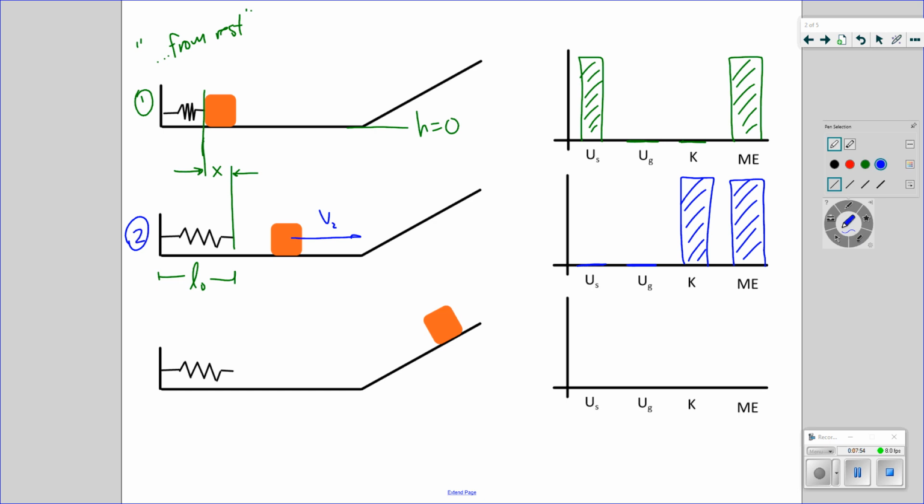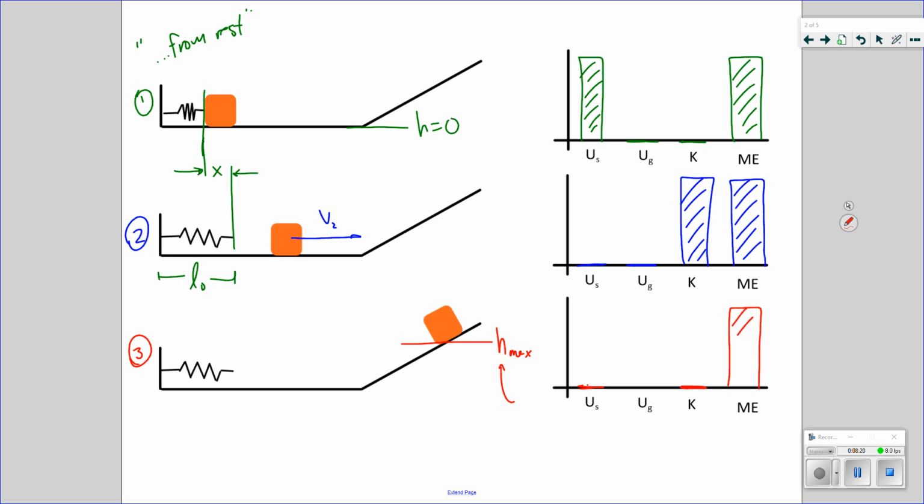In instant 3, I bet a reasonable question asker would say this thing has now reached H max. Spring still stores no energy. Well, H max means instantaneously this thing stops and turns around. Kinetic energy of that block is 0. Mechanical energy, you guessed it, is conserved. And thus the gravitational potential energy of the Earth block system is equal to the system's mechanical energy.